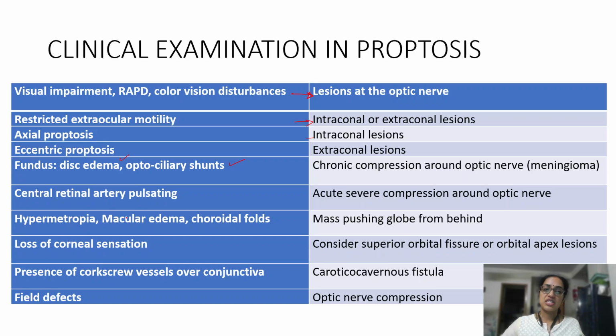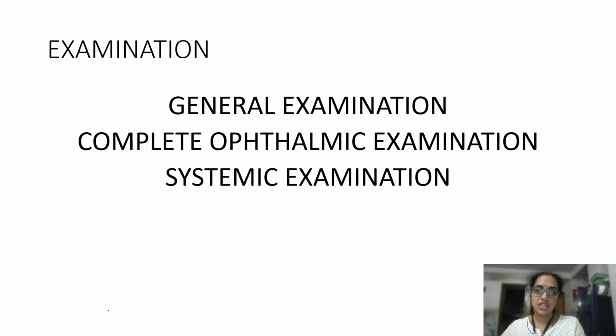Presence of hypermetropia and macular edema, we have discussed this: a mass pushing the globe from behind. Loss of corneal sensations, think about superior orbital fissure. Presence of corkscrew vessels, think of CCF. And if there are field defects, you think of compression of the optic nerve.